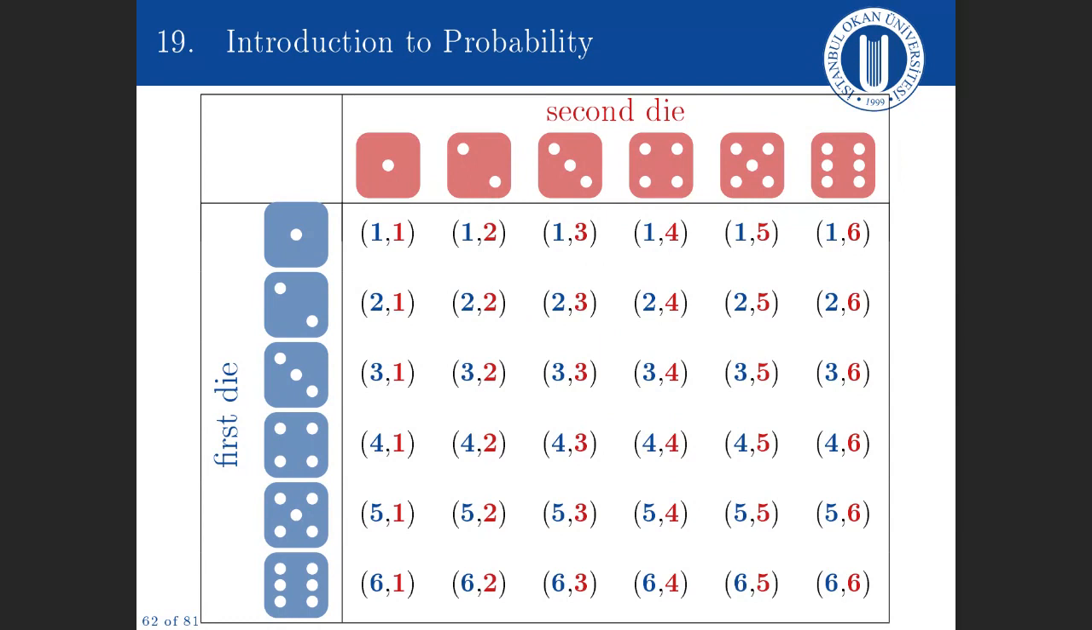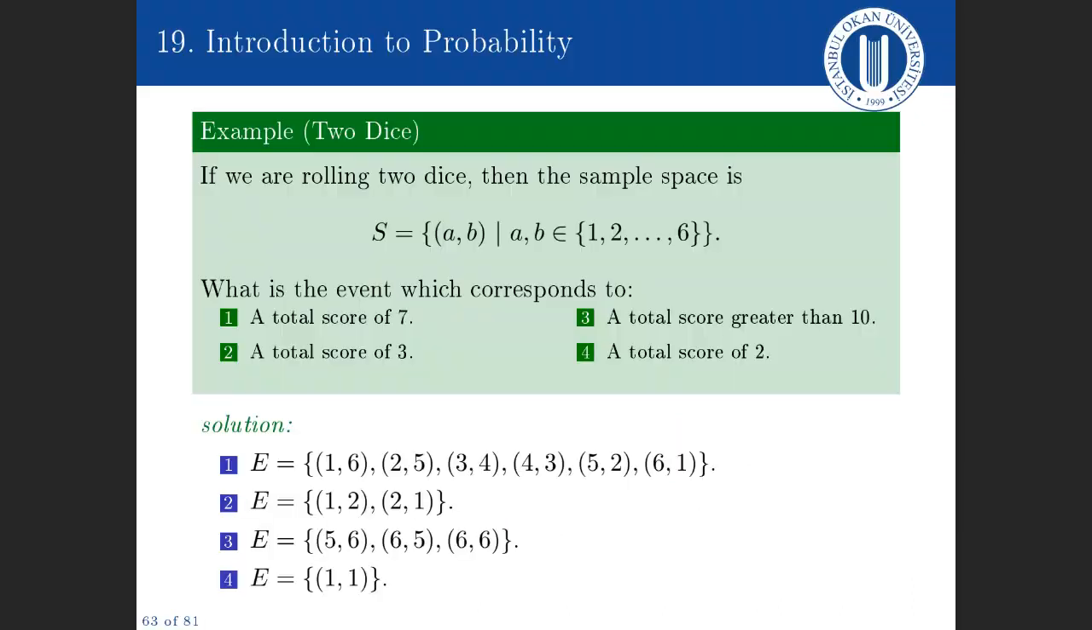We can see from this table that there are 36 different outcomes of rolling the 2 dice. If we're rolling 2 dice, then the sample space is the set containing all of the pairs A and B, where each of A and B is a number between 1 and 6.